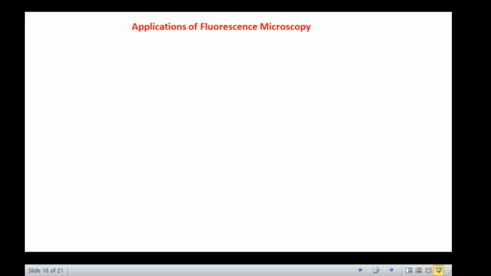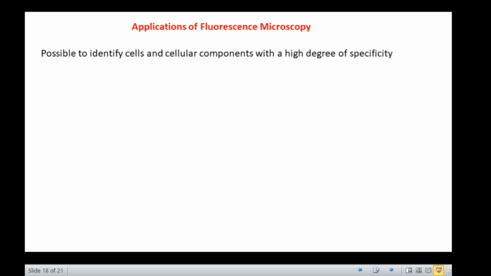Let us now talk about the applications of fluorescence microscopy. Fluorescence microscopy is a rapidly expanding technique both in the medical and biological sciences. The technique has made it possible to identify cells and cellular components with a high degree of specificity. For example, certain disease conditions can be studied with fluorescence microscopy.